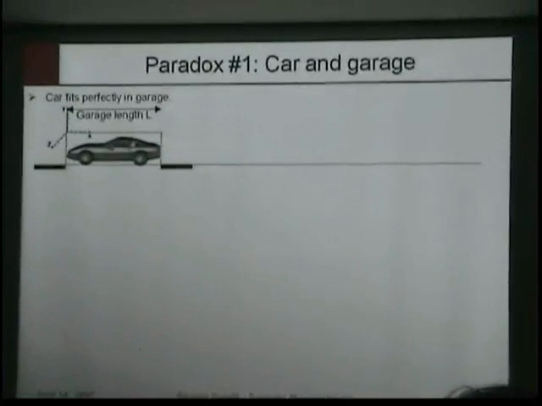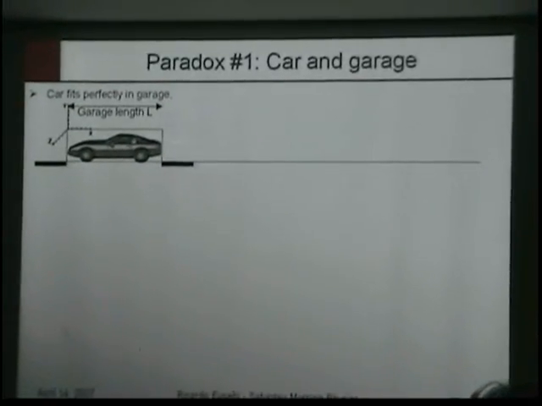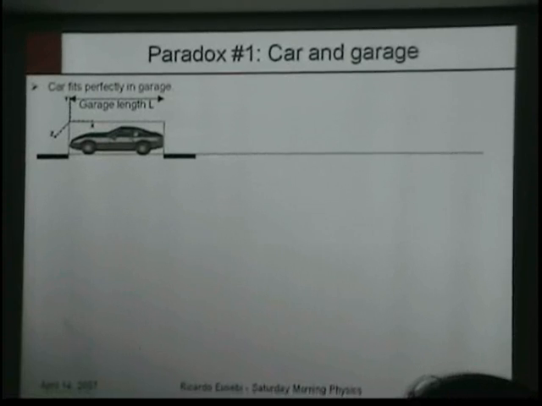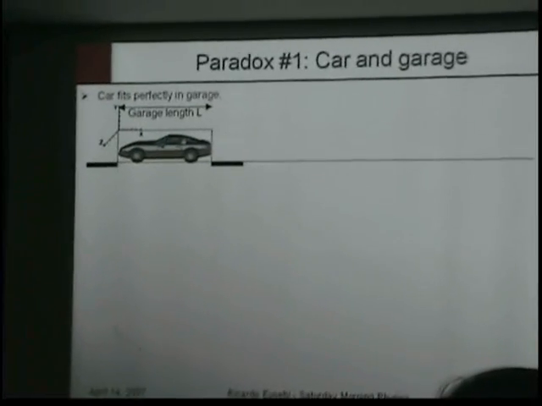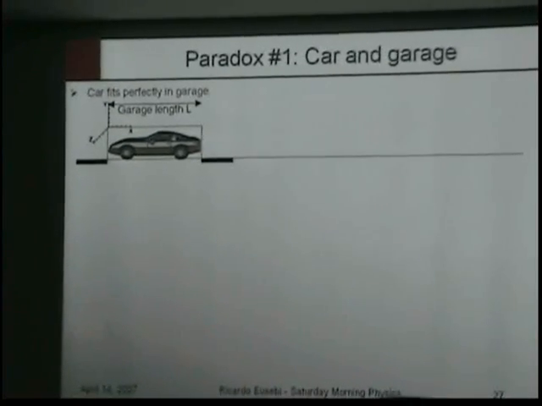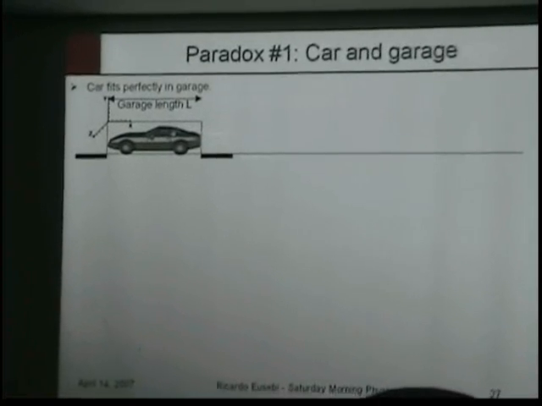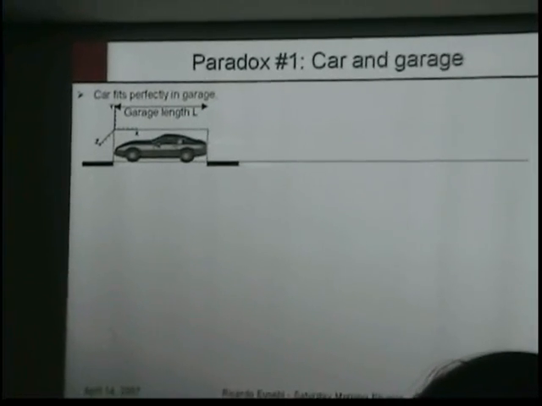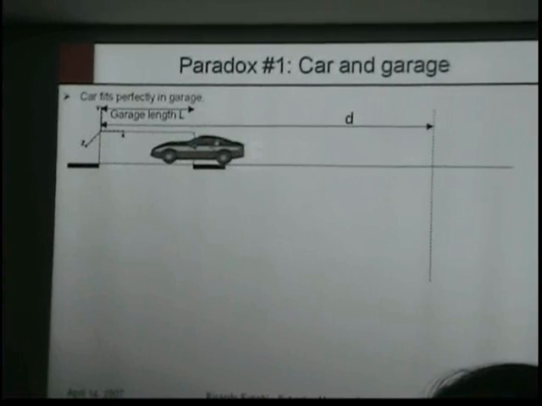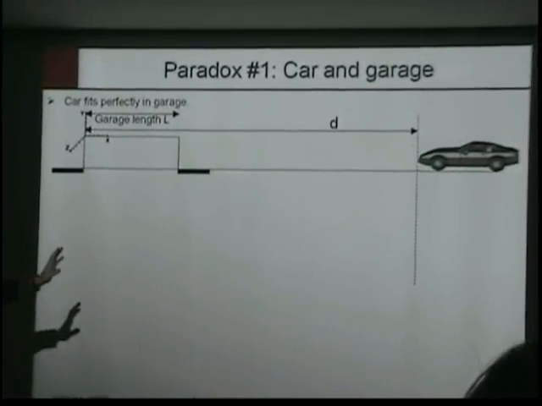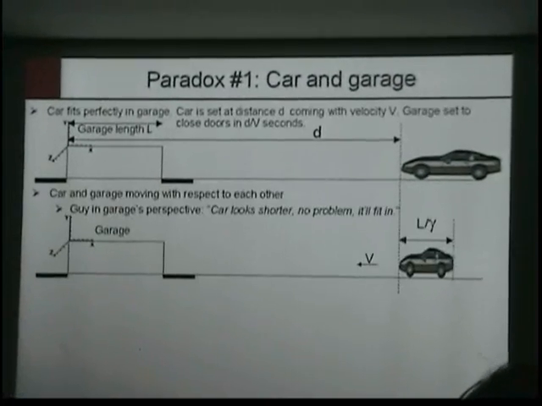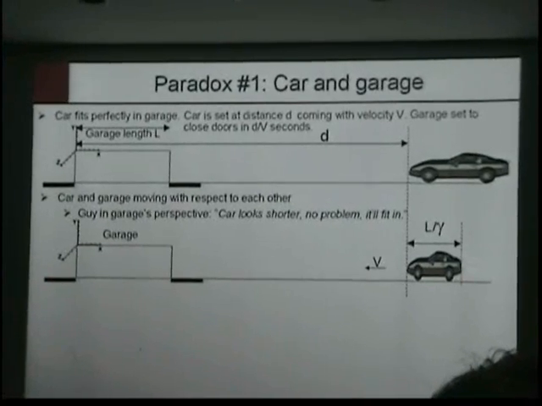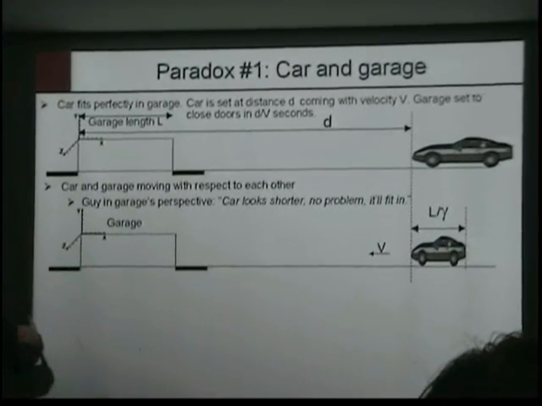Okay, so let's talk about a few paradoxes, like the typical paradox of a car in the garage. Imagine you have a car like this one, and the car fits perfectly in the garage. That means you can close both doors very quickly, and the car is in there, no problem. Now the doors are open. So you move the car back some distance, and then you say, well, what happens if the car and the garage are moving close to each other?